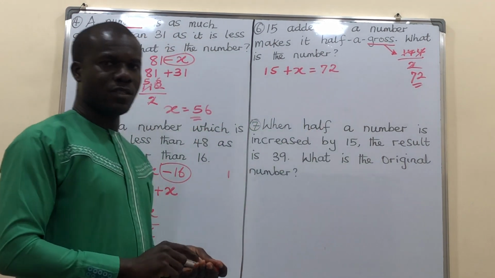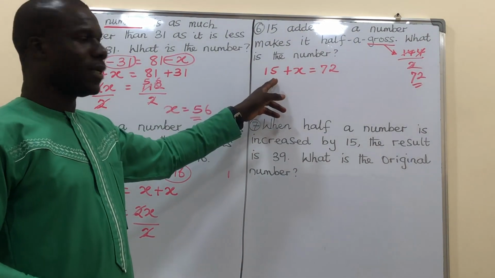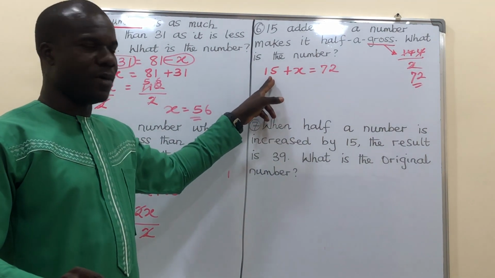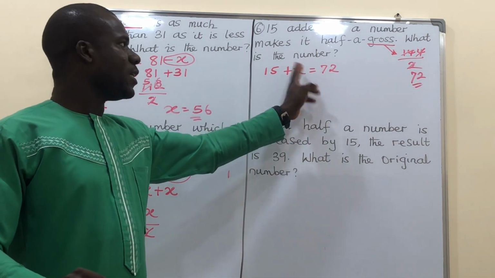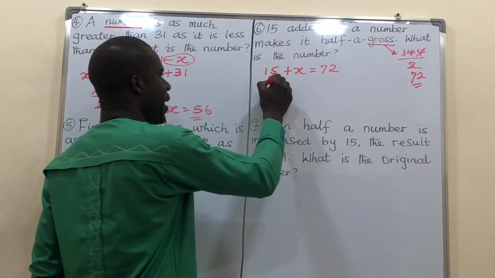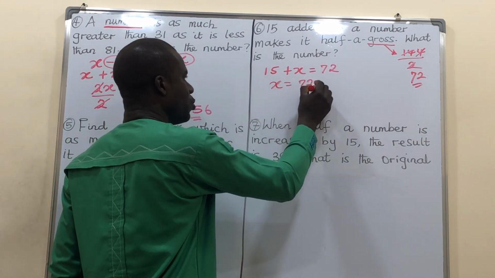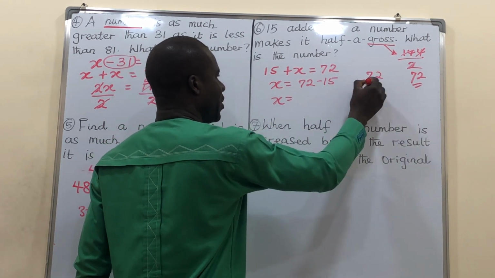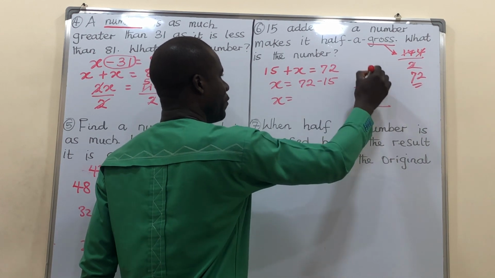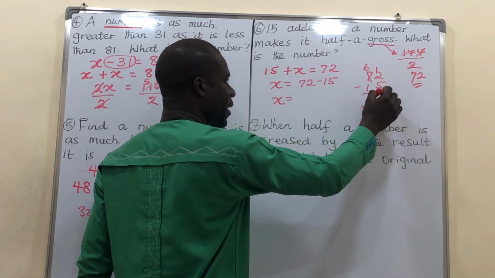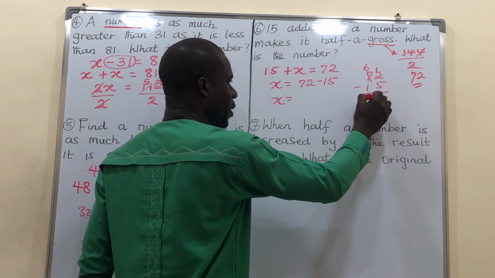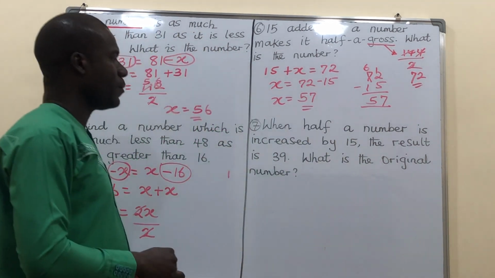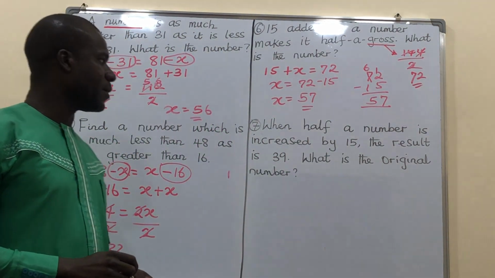I've interpreted it. So the next thing we need to do to get x, just collect like terms. Move 15 to the right hand side. 15 is a positive number. As it crosses the equals sign, it changes to a negative number. So x equals 72 minus 15. Let's solve this, 72 minus 15. Borrow 1 from 7, 6, put it here, 12. 12 minus 5 is 7. 6 minus 1 is 5. So the number, x, is 57. Okay, I hope that is clear.